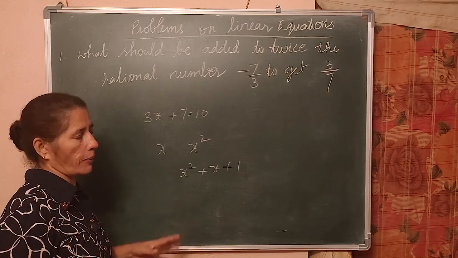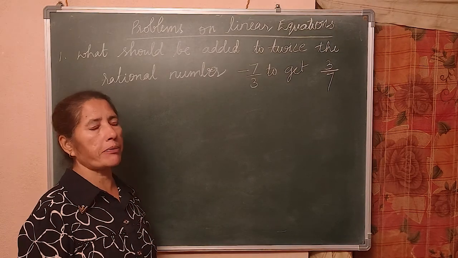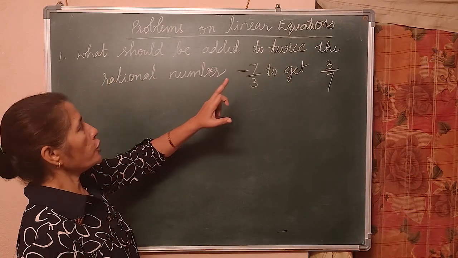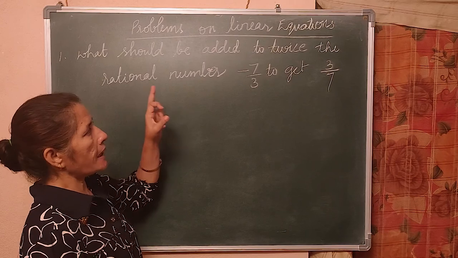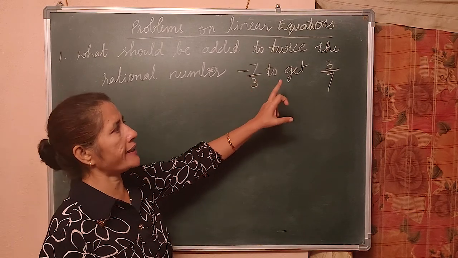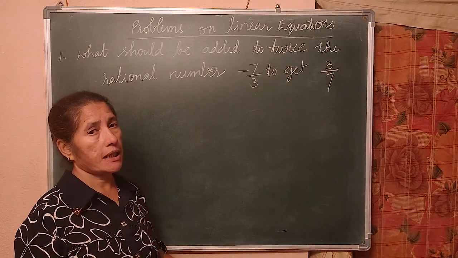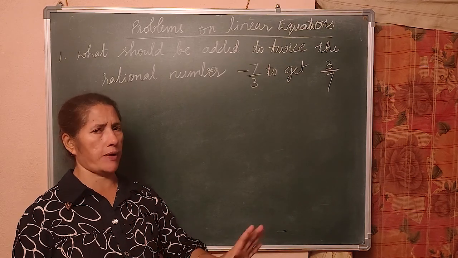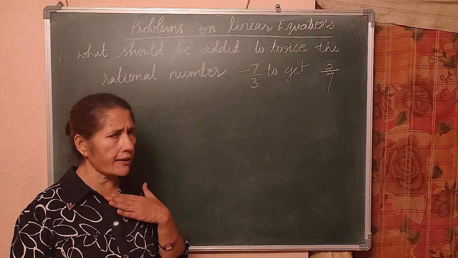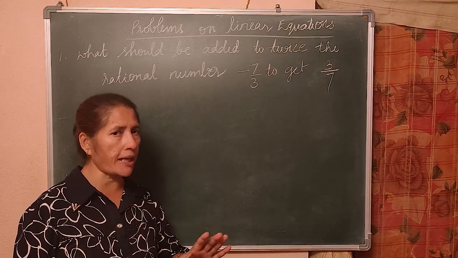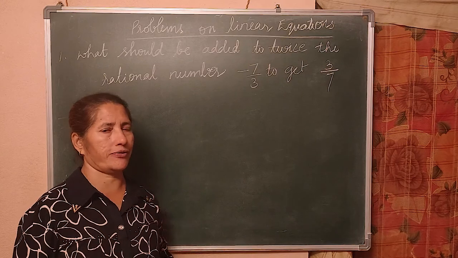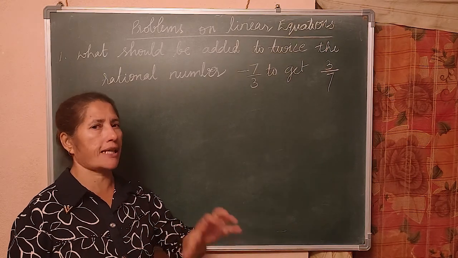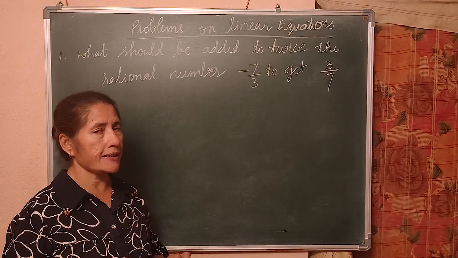What is the first problem? The first problem given is like this. What should be added to twice the rational number minus 7 by 3 to get 3 by 7? So far, whatever we did, they had given the equation. Now it is our task to frame the equation and then to solve. By looking at this statement, we have to frame the equation, right?